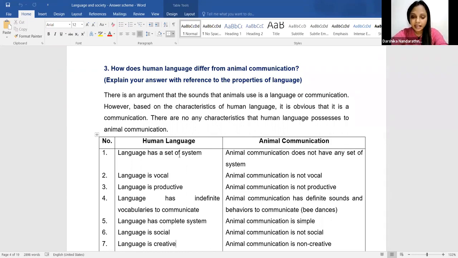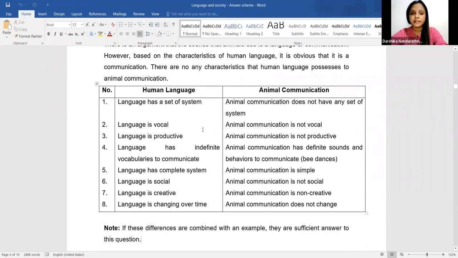However, based on the characteristics of human language, it is obvious that it is a communication. There are no characteristics that human language possesses in animal communication. Animal communication doesn't have the characteristics of a human language. So we cannot consider it as a language, just a mode of communication.